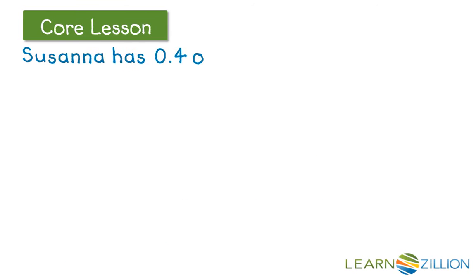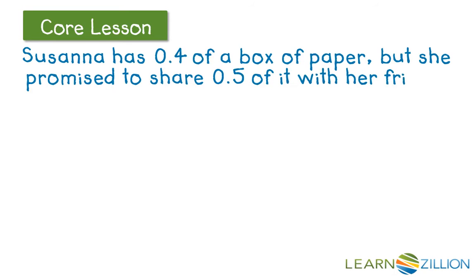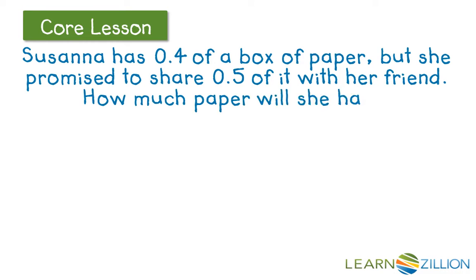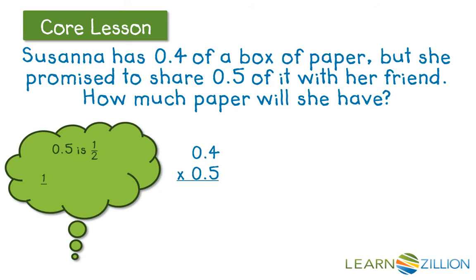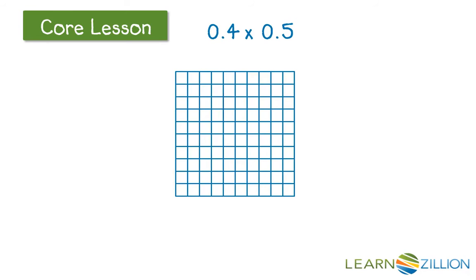Let's try another one. Susanna has 4/10 of a box of paper, but she promised to share 5/10 of it with her friend. How much paper will she have? So I'm going to have 4/10 times 5/10. Well, I know that 5/10 is half, and half of 4/10 is 2/10. So my smart estimate is I think we're going to come up with an answer that is around 2/10, or exactly 2/10. Let's try drawing it.